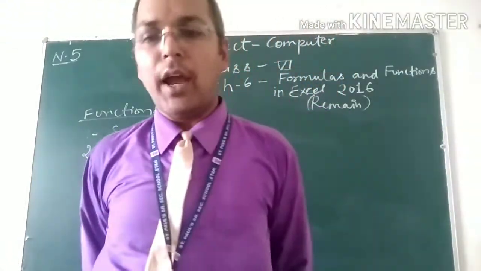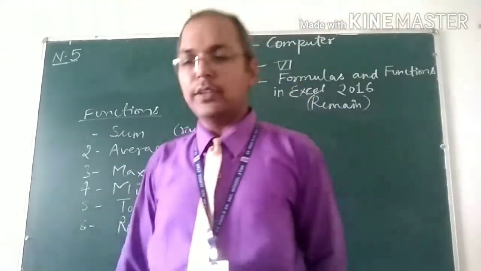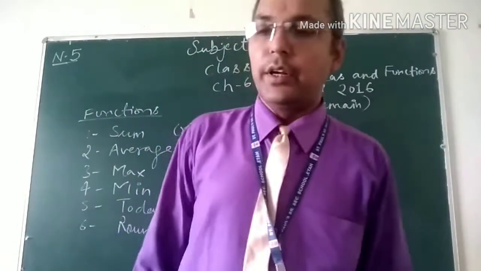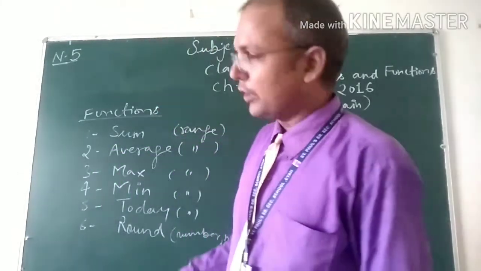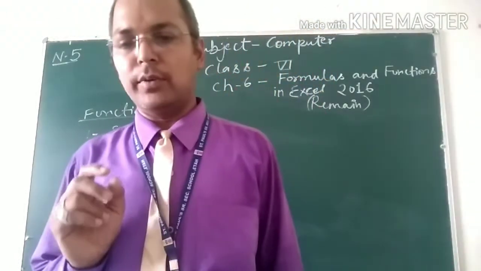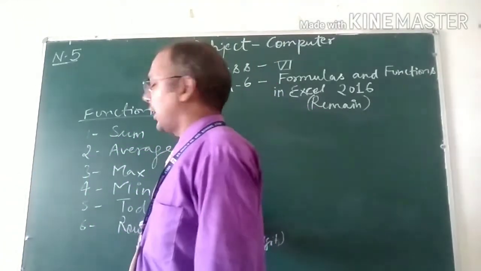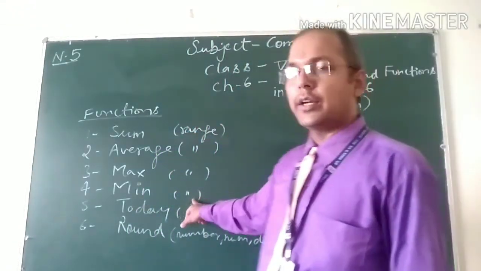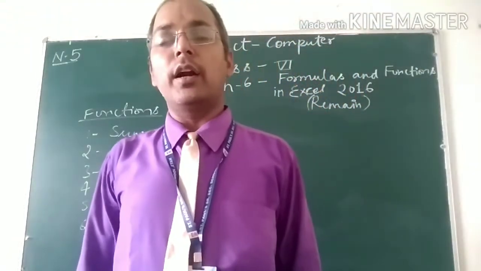And next, average finds the average of the range. Next, max returns the maximum value, that means find out the maximum value in a set of numbers. Suppose the numbers are 2, 5, 20, 10, then 20 is the maximum value. It will be solved by the help of the function. Then minimum, in the book it says range of cells. Range of cells and range are the same, they don't differ. So minimum returns the minimum value.